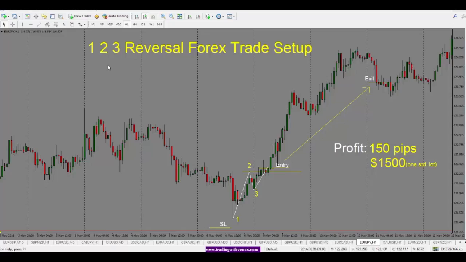We are looking at a 1, 2, 3 reversal trade setup today. This is a reversal trade setup, so we're looking for the trend to come to an end, and we're looking for a reversal in the pair that we are trading. This is the Euro Yen 1 hour chart.